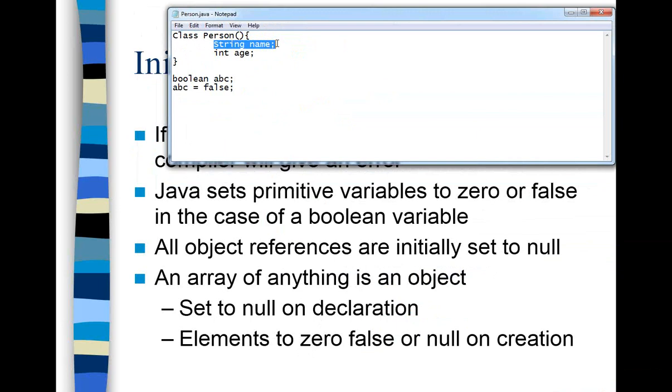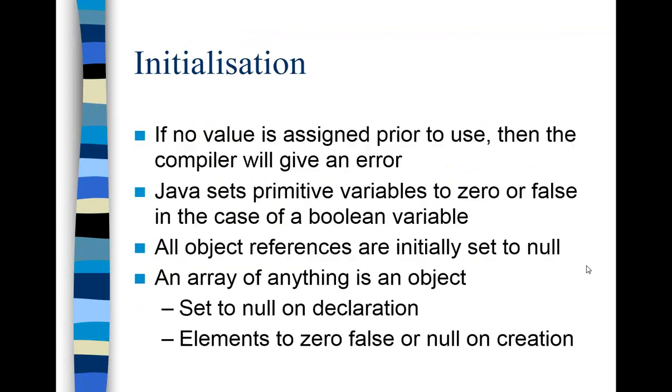So if you just declare a variable, Java will assign a default value to it based on what kind of variable it is. If it is a string, it will assign null. If it is an integer, it will assign 0. If it is Boolean, it will assign false. Or you can assign your own value. So this is called initialization.